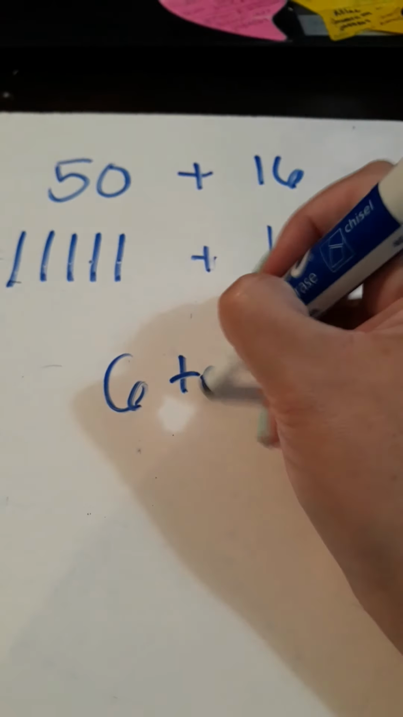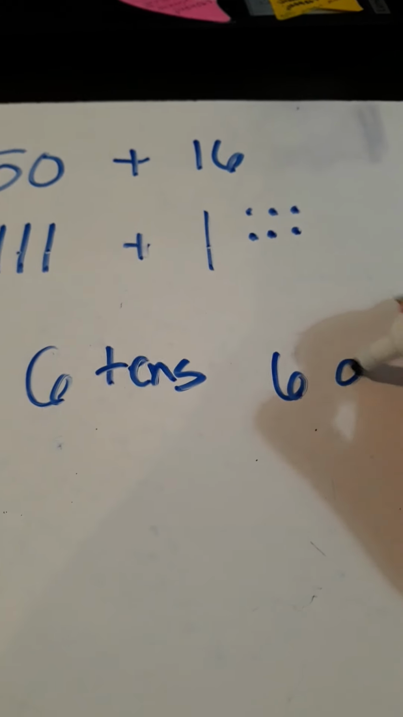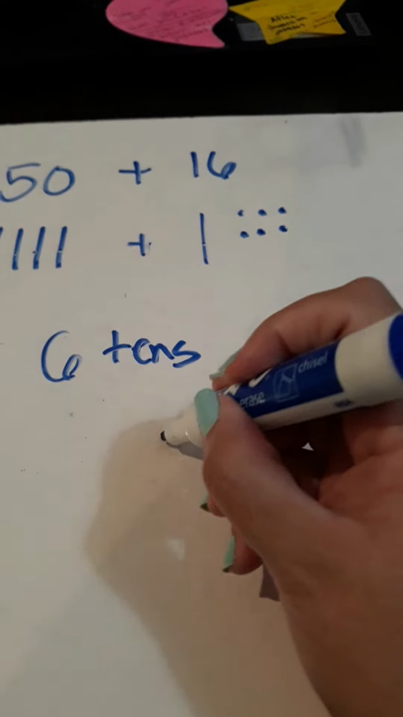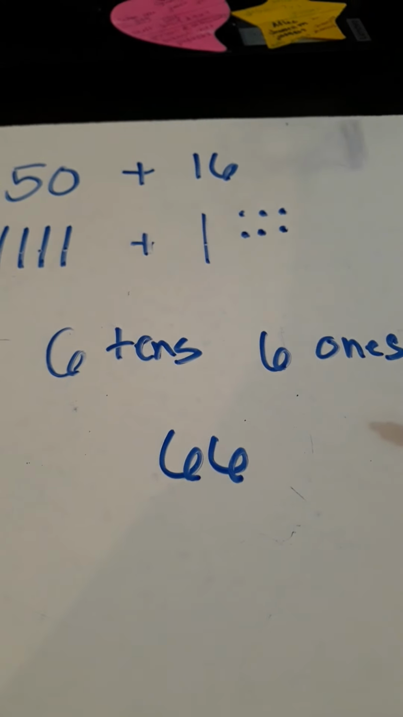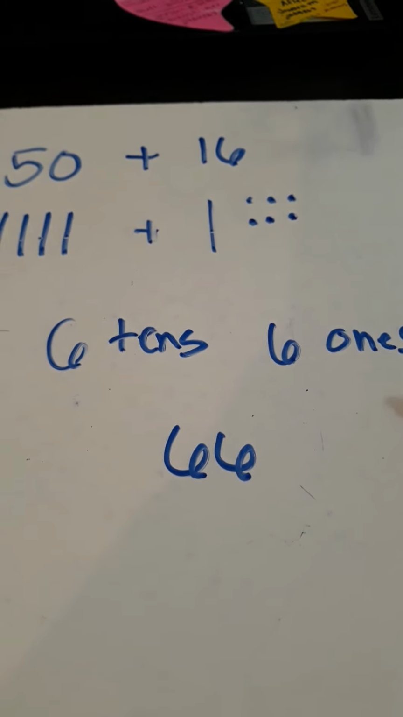Now we have to count how many tens you have all together. So all of this together, how many tens? Count them with me. 10, 20, 30, 40, 50, 60. That makes 6 tens, and we have 6 ones. So what number is that? Awesome, 66. Very good.